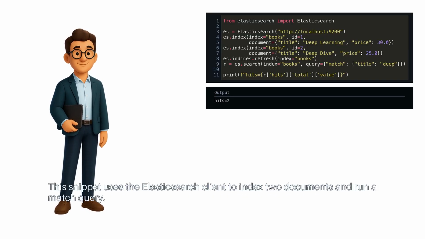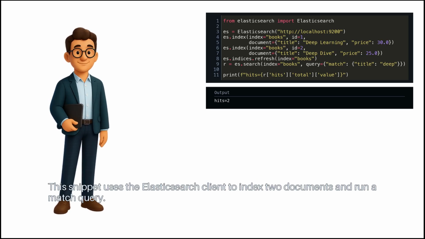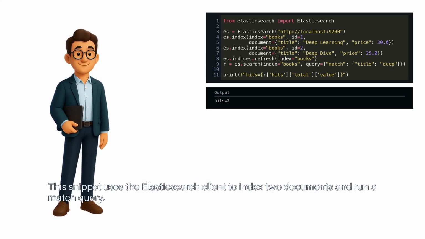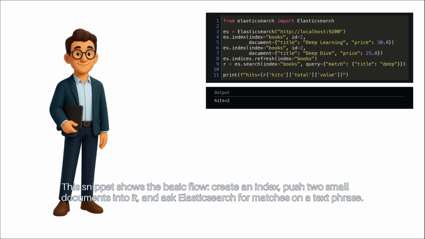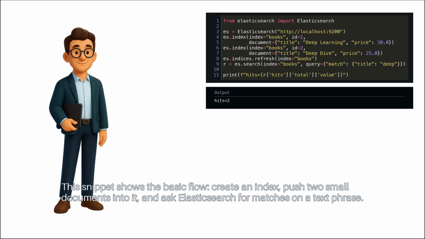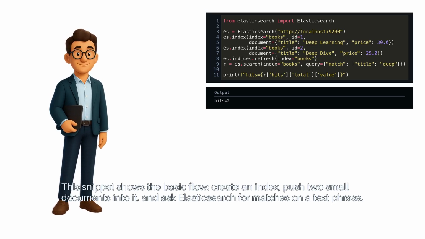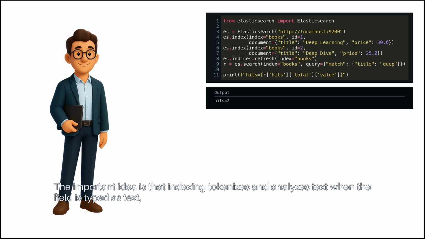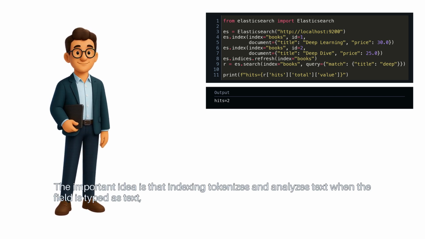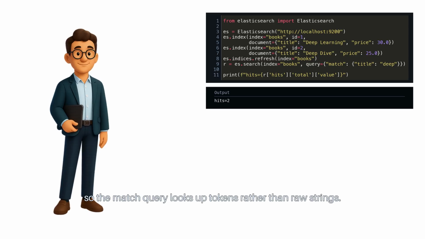This snippet uses the Elasticsearch client to index 2 documents and run a match query. This snippet shows the basic flow. Create an index, push 2 small documents into it, and ask Elasticsearch for matches on a text phrase. The important idea is that indexing tokenizes and analyzes text when the field is typed as text, so the match query looks up tokens rather than raw strings.